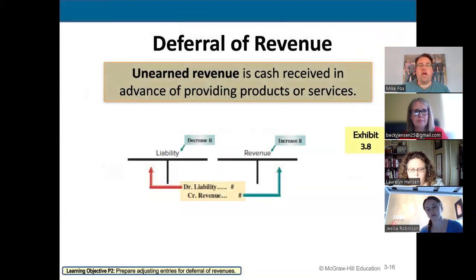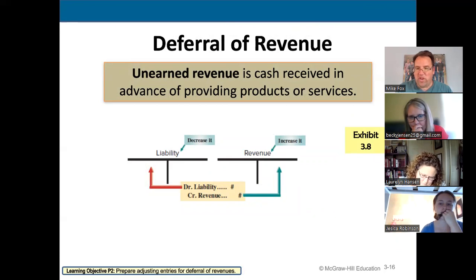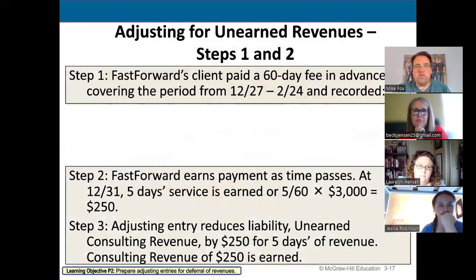All right, so now deferred revenues. So deferred revenues mean that we received money in the past, and now we've earned some of it in the present and have to do an adjusting entry to show how much of that revenue we've earned. Okay, so with these situations, we have a client who pays us a 60-day fee in advance.